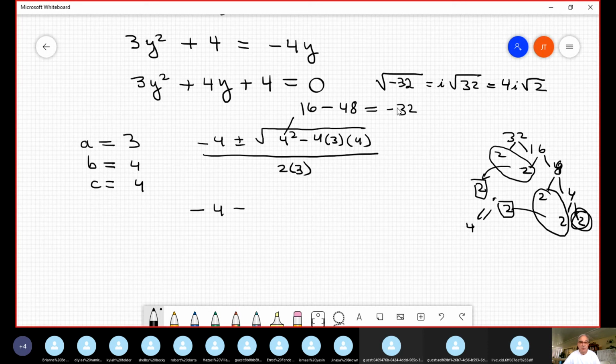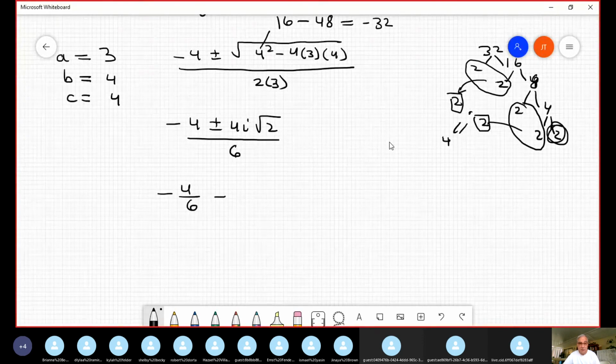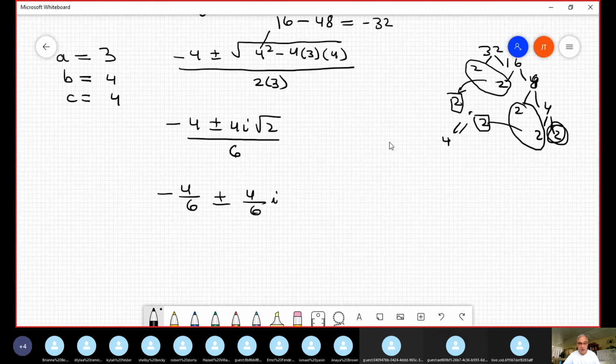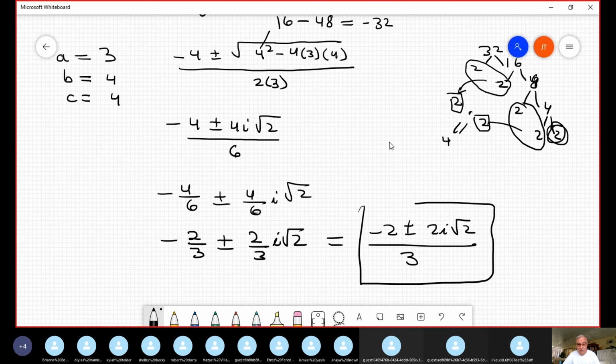And the 2 stays inside the radical. So we have minus 4 plus or minus 4i radical 2 over 6. Can we simplify? Of course we can. Because when you split the common denominator, negative 4 over 6 plus or minus 4 over 6 i radical 2. So you reduce to lowest terms, divided by 2, negative 2 thirds plus or minus 2 thirds i radical 2. You can write it like that, or you condense it again because the common denominator is the same: minus 2 plus or minus 2i radical 2, over 3. This is the final answer for this.